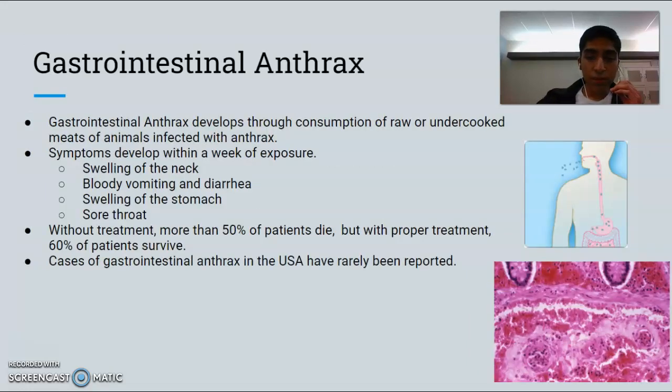And then we have gastrointestinal anthrax, which is an infection of the GI tract, and it is caused by the consumption of raw or undercooked meat. Symptoms also develop within a week of exposure, and the symptoms are different from those of cutaneous anthrax.